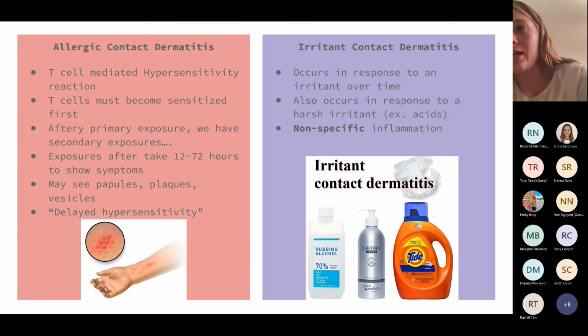Whereas with irritant contact dermatitis, not all of us have allergies to Tide or to rubbing alcohol. Those simply have lots of toxins, lots of chemicals that are very harsh. So these are harsh irritants, acids. Our skin doesn't burn if we spill acid on us because we're allergic to acid. It's simply because this chemical is so strong. So that's when we have our irritant contact dermatitis. Usually over time, constant wear and tear damages the skin, or if it's harsh enough, like acid. And this is non-specific inflammation, meaning it's not tailored to an immune response.